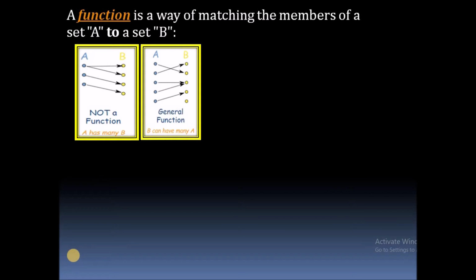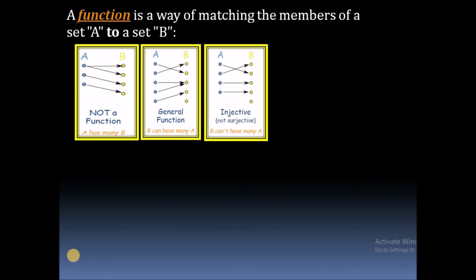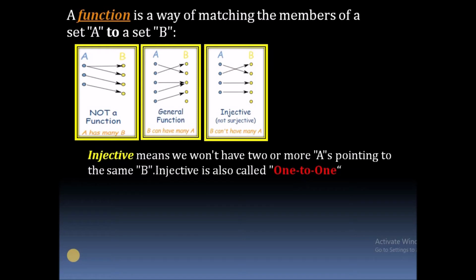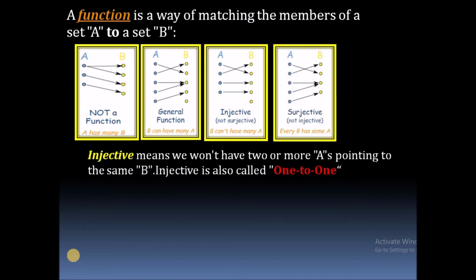Why? Because one element of set A relates with two elements of set B. Yeah. So it is called injective function. What do you mean by injective? The injective means we won't have two or more A's pointing to the same B. Injective is also called one-to-one. One-to-one A set के सभी एलिमेंट exactly one element of set B से relate करेंगे, तो इसलिए उन्हें one-to-one function कहा जाता है. Next है surjective.